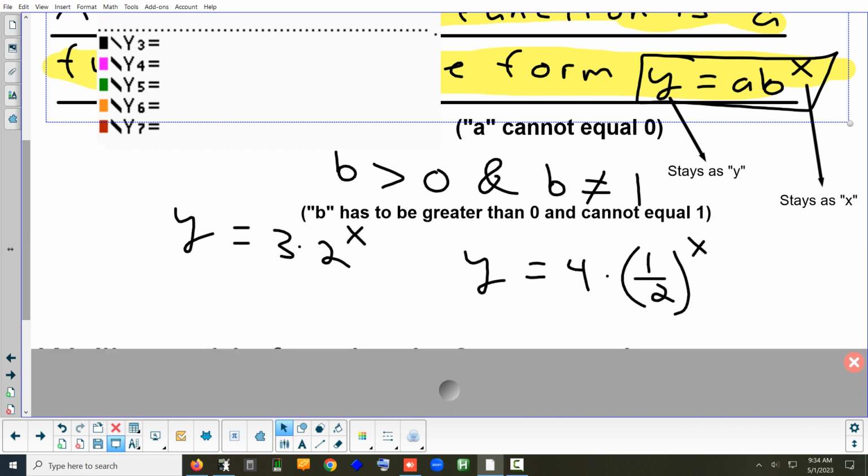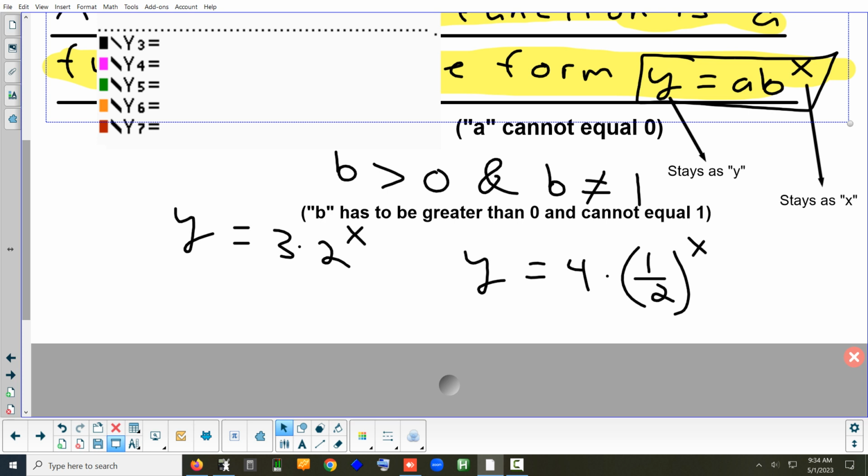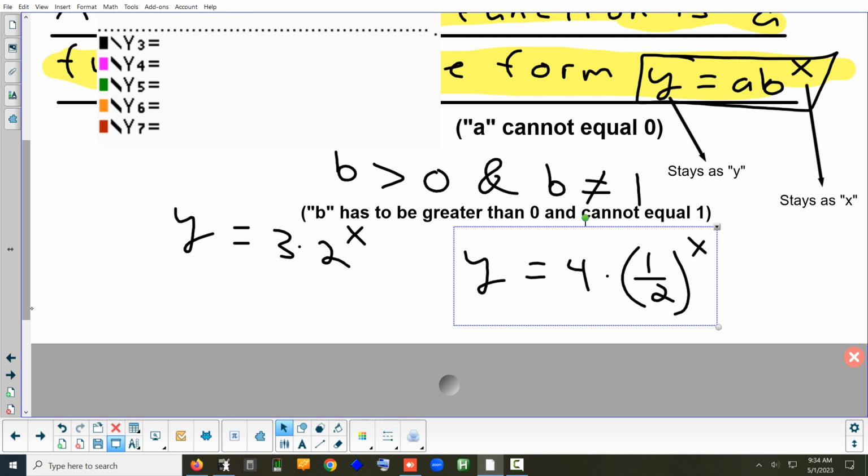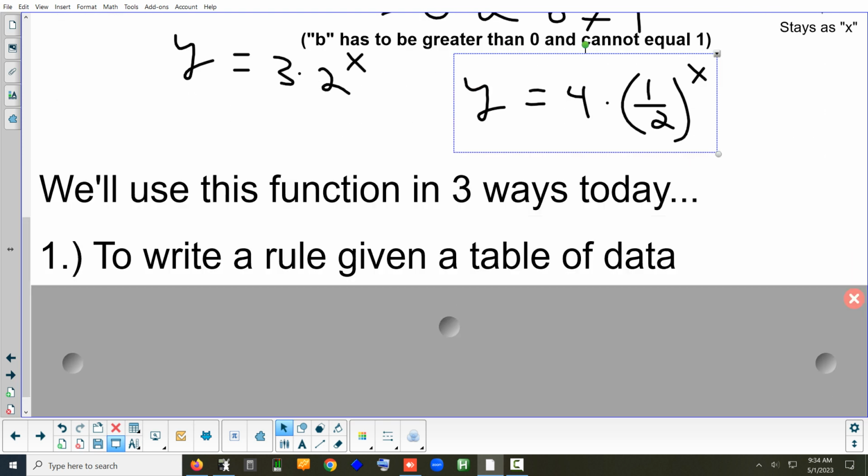Okay, here's a couple more examples. In that case, a is 3, b is 2. And in this case, a is 4, and b is 1/2. Any question on identifying which one is A and which one is B?